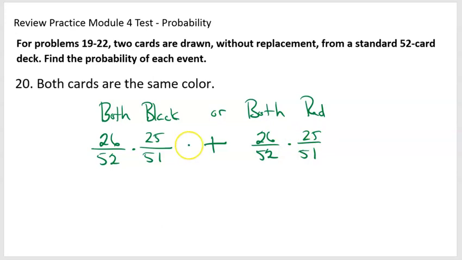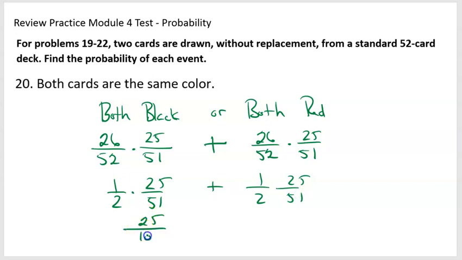Now notice these are the same probabilities for both of them. If you did problem 19 with me, you could have just multiplied that by 2. But I wanted to do it all the way through just in case you didn't do 19 with me. So 26 divided by 52 is actually 1/2 times 25 over 51. Same thing over here. 1/2 times 25 over 51. That's 25 over 102 for both of these multiplication of fractions.